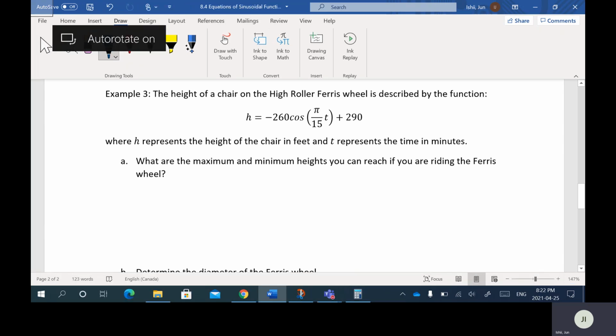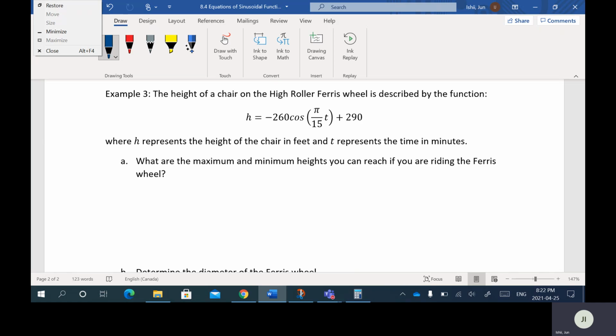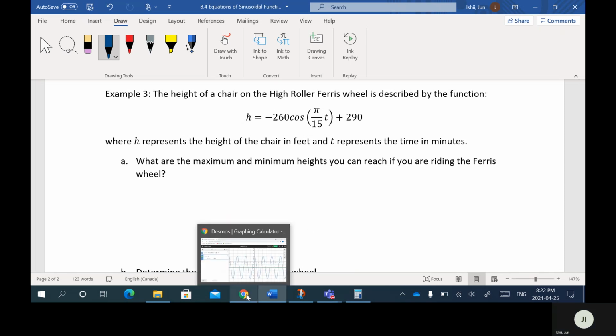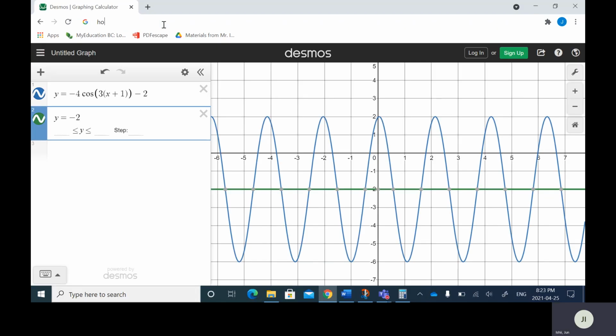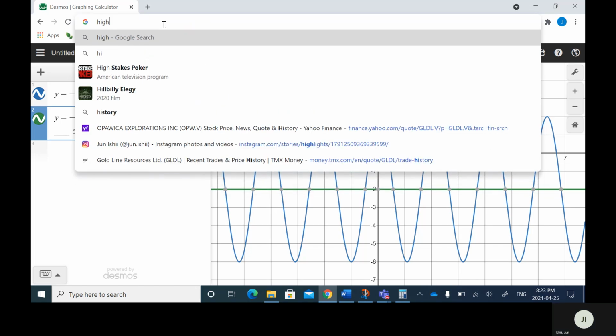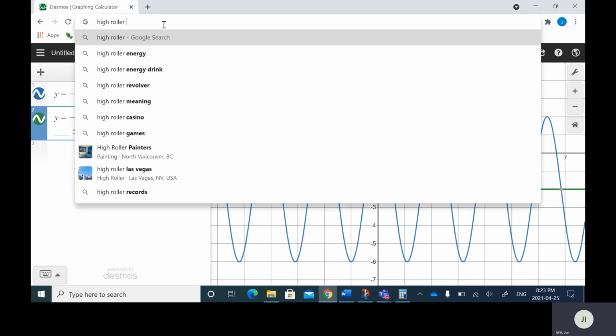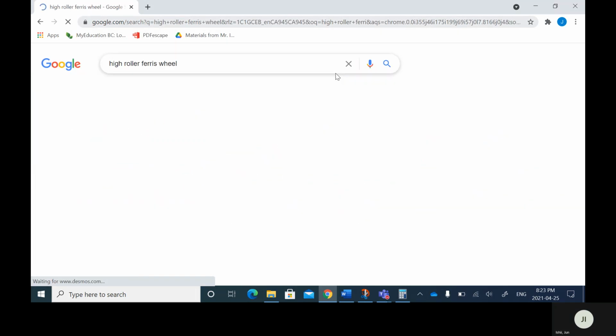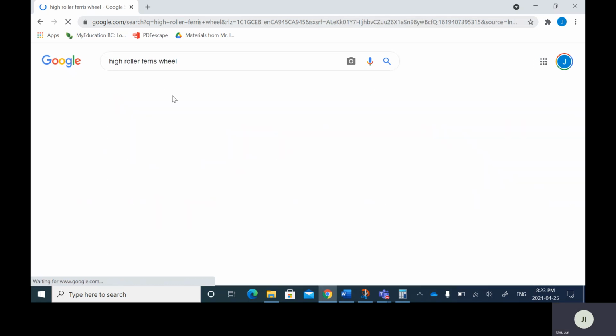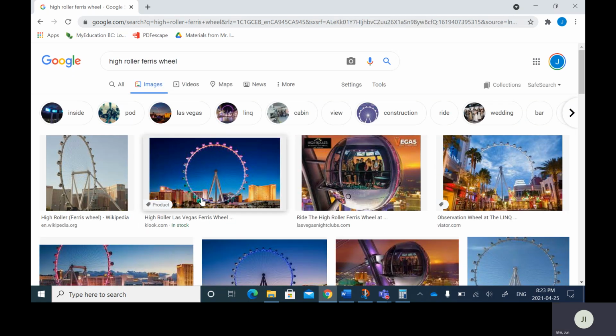Here we have the height of a chair on the High Roller Ferris wheel described by the function. So we're given the function, which gives the height of a chair as it goes around in a Ferris wheel. You know what a Ferris wheel is, hopefully. The High Roller Ferris wheel is in Vegas. I think it's the largest Ferris wheel in North America, and it was built a few years ago.